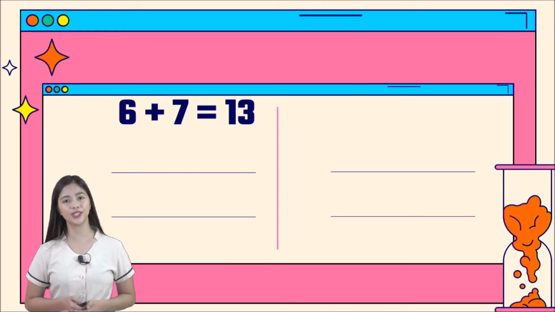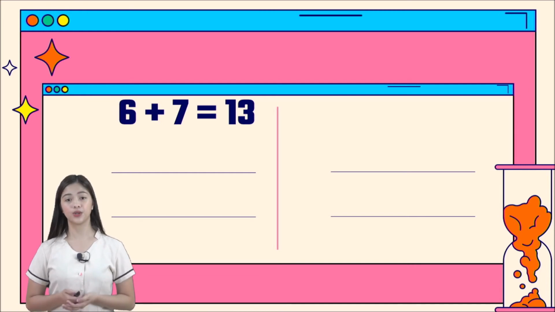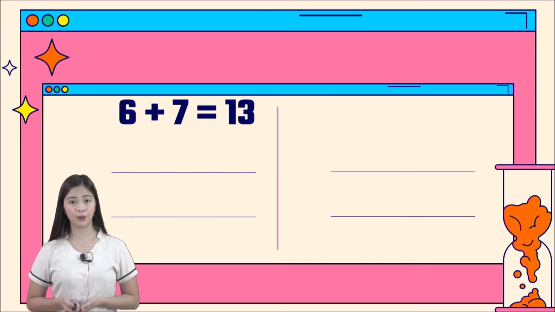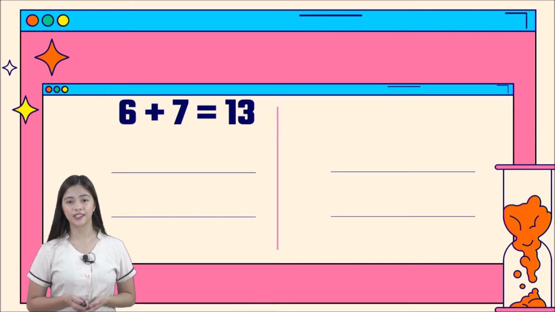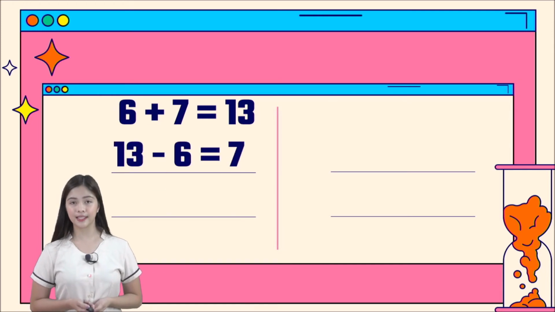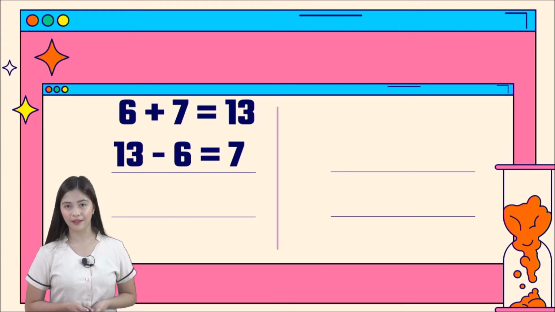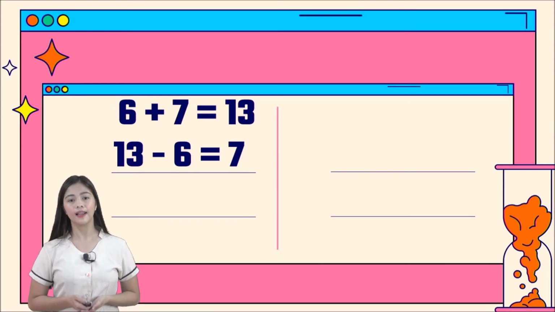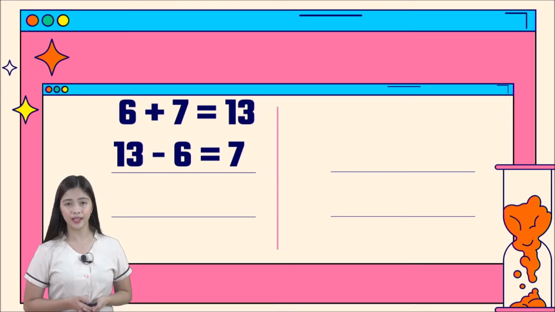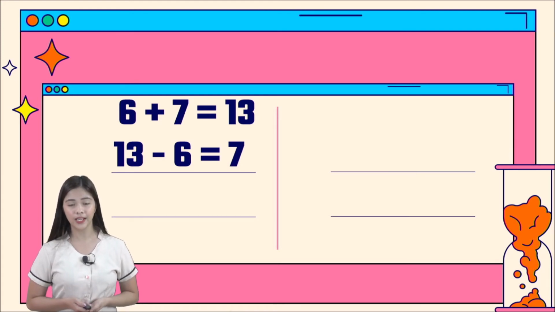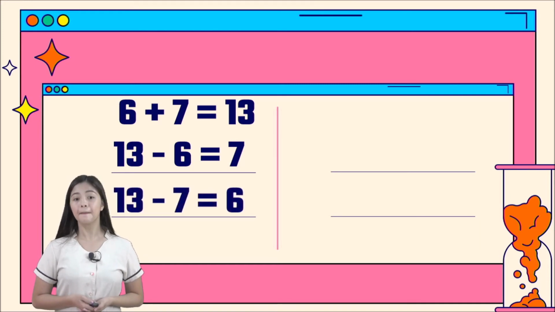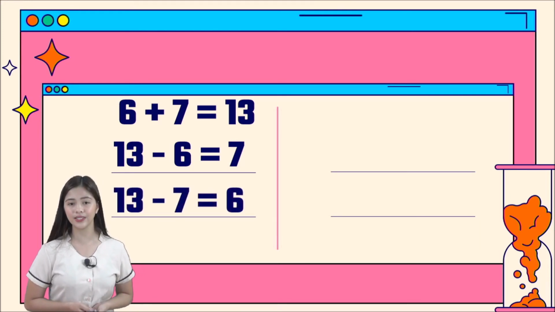In here, let's use the first addends, which is the number 6. So 13 is our minuend, and 6 is our subtrahend. So it means 7 is our difference. Okay, 13 minus 6 is equal to 7. Now let's do the vice versa. Let's use 13 as our minuend, and now 7 as the subtrahend, and 6 is our difference. 13 minus 7 is equal to 6.